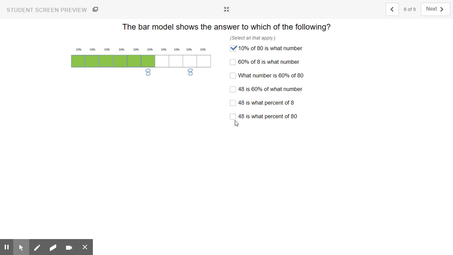Is the whole thing out of 8? No. Look at the third one. Is it showing 60%? Yes. Is it out of 80? Yes. So what number is 60%? That's showing that.